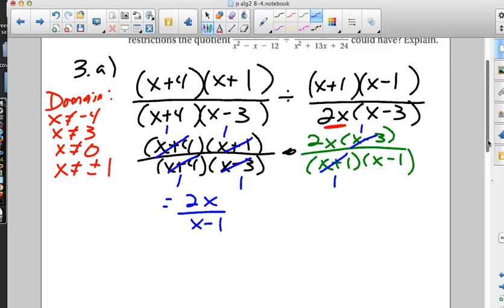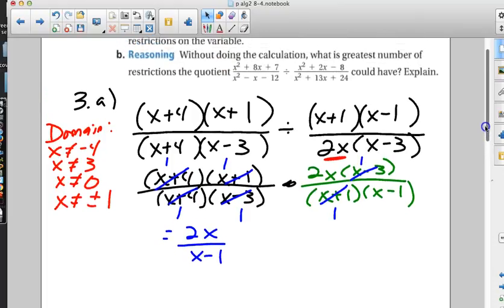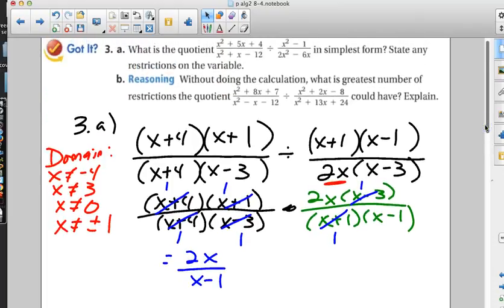That's a pretty one. Some good stuff there. Part B says, let's not actually do this problem. Without doing the calculations, what would be the greatest number of restrictions on the domain? With that little monster there. How many? 1, 2, 3, 4, 5, 6. That seems like a lot of restrictions on the domain. Where are they coming from?